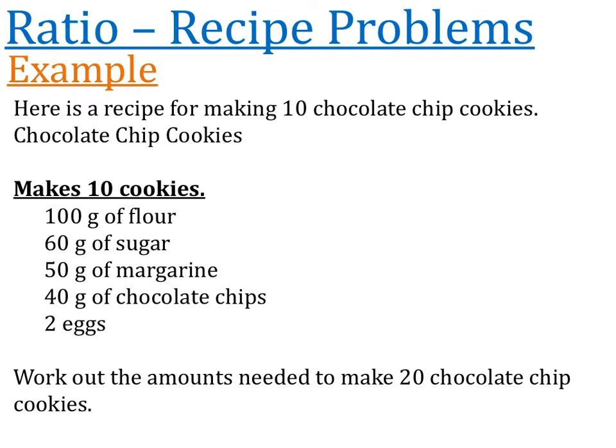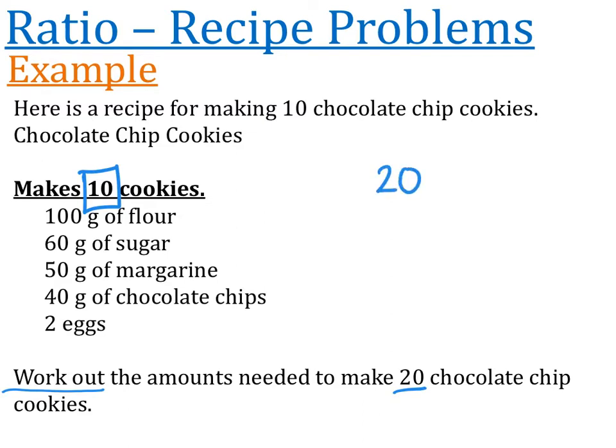Let's look at this first example. Here is a recipe for making 10 chocolate chip cookies, and the recipe says to make 10 cookies you need 100 grams of flour, 60 grams of sugar, 50 grams of margarine, 40 grams of chocolate chips, and 2 eggs. We need to work out the amounts needed to actually make 20 chocolate chip cookies. So this recipe here makes 10, and we actually want 20.